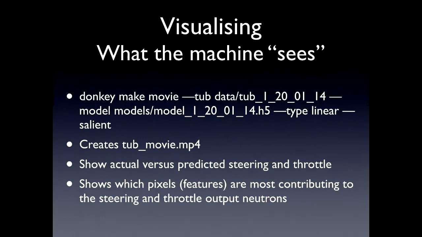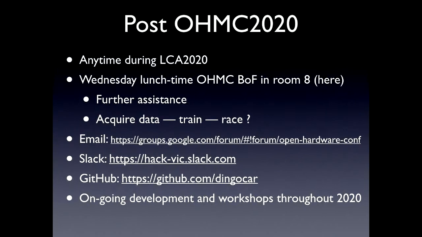So the way we bring that up is, here it is. Okay, there's a command called donkey make movie, and you basically give it the tub of your data, you give it the model, and it produces a file called tubmovie.mp4, which you can then play and have a look at. It shows us the actual versus predicted values, plus what pixels and features are most influencing the machine's decisions.